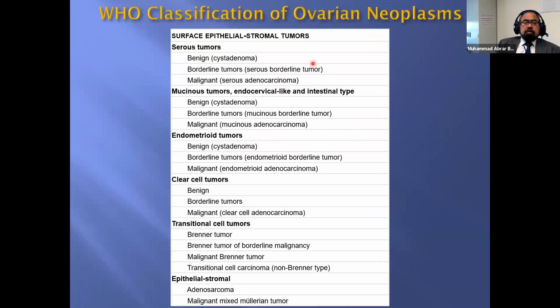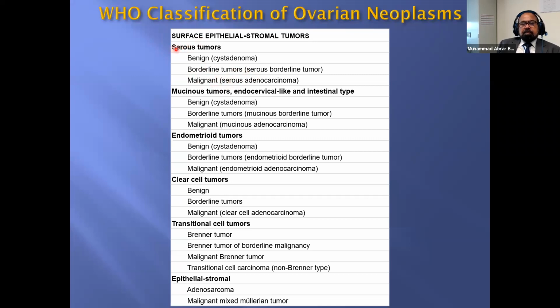Now, if you classify, in the WHO classification each tumor, like serous tumor, mucinous tumor, endometrioid, clear cell, is divided into three groups. If you talk about other tumors, they are either benign or malignant. But in the ovary, we have kept a third category, which is borderline tumors. These borderline tumors are not totally benign, and they are not considered malignant either. We cannot call them a complete benign tumor, but still we cannot call them malignant tumors.